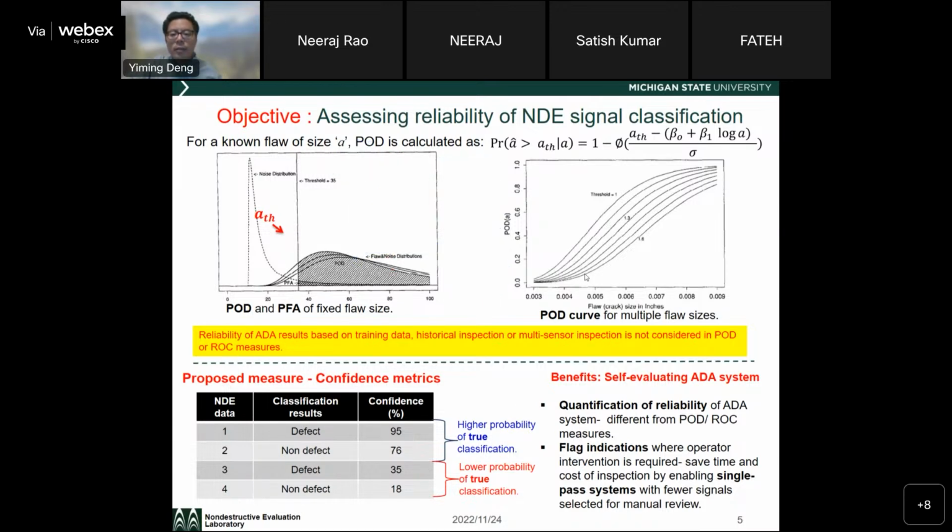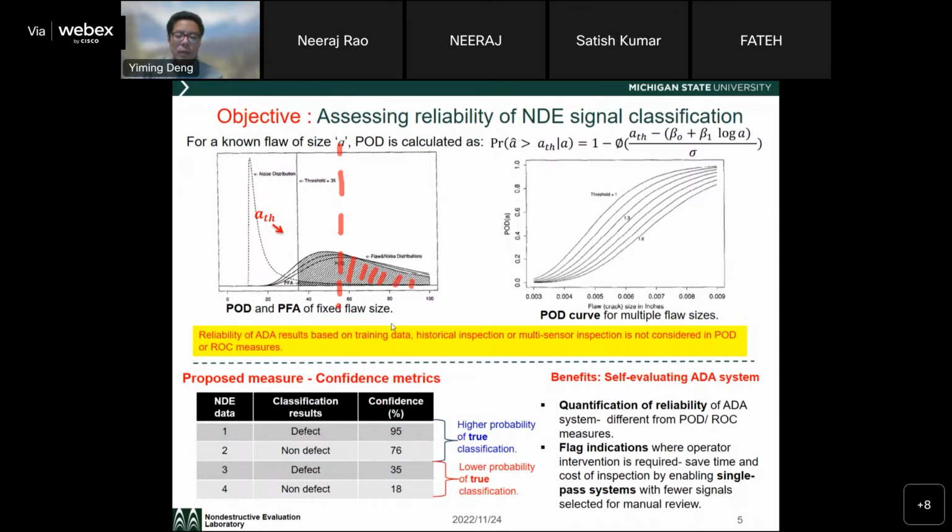For POD, you can also plot the probability of detection versus different crack sizes. And for different thresholds, you can see how the POD changes. You can easily try what I just explained. By increasing the threshold value, you will have a decreased POD. If I increase the ATH here, then your POD is typically smaller.